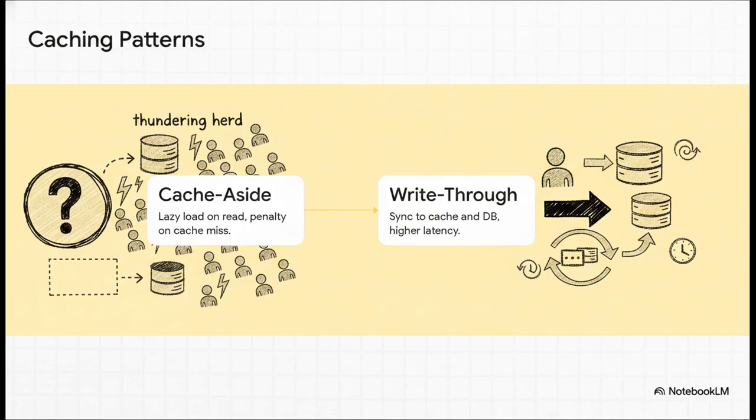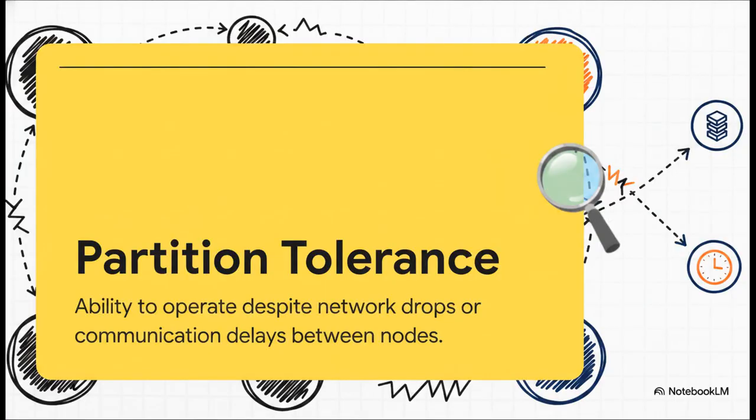First, with cache-aside, the app checks the cache first, lazy loading from the database on a miss. But watch out, because that can cause a thundering herd if a ton of users request missing data all at the exact same time. Then there's write-through, where every single write updates both the cache and the database simultaneously. This gives us strong consistency, for sure, but it adds latency to every single write operation. It's a classic trade-off. Now, distributing data across all these caches and databases introduces a harsh new reality, and it's governed by the CAP theorem.